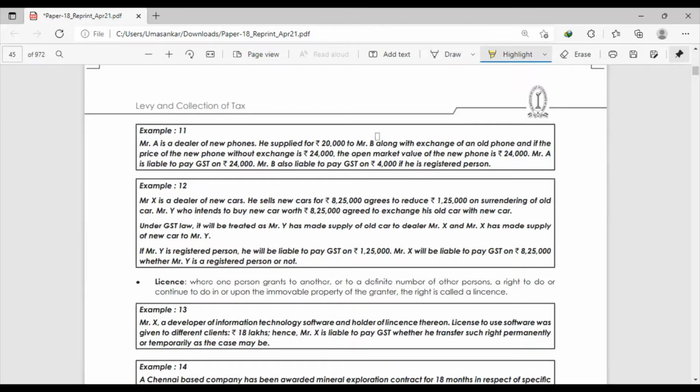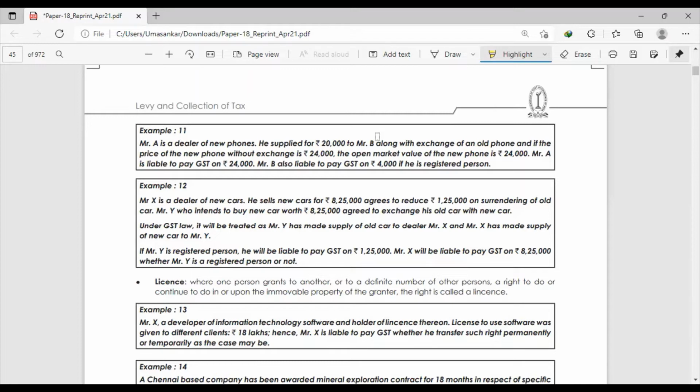Mr. A is a dealer of new phones. He supplied a new phone for rupees 20,000 to Mr. B along with the exchange of an old phone. If the price of the new phone without exchange is 24,000, then the open market value of the new phone is 24,000. Mr. A is liable to pay GST on 24,000. So Mr. B is also liable to pay GST on 4,000 if he's a registered person.